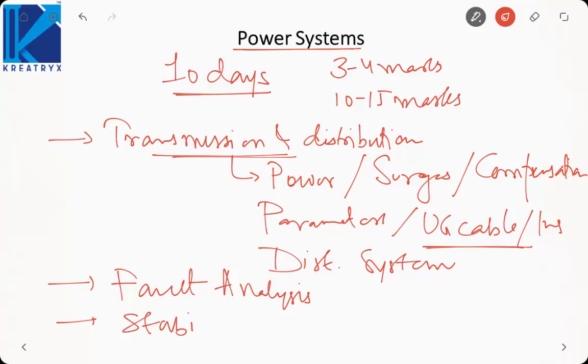Stability is not a very big topic and not very important with respect to the GATE examination. Protection is also very rarely asked. Load flow is important. In this, the Newton-Raphson method is important, and that too, what will be the order of the Jacobian matrix in case of the Newton-Raphson method. Okay. So this is the course for power systems.